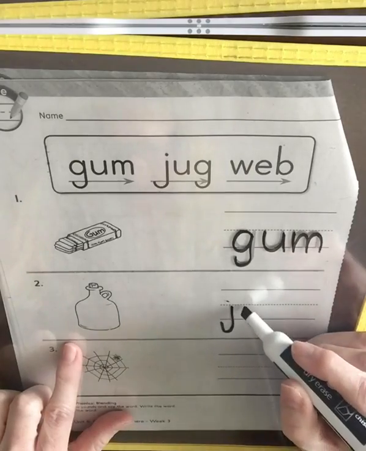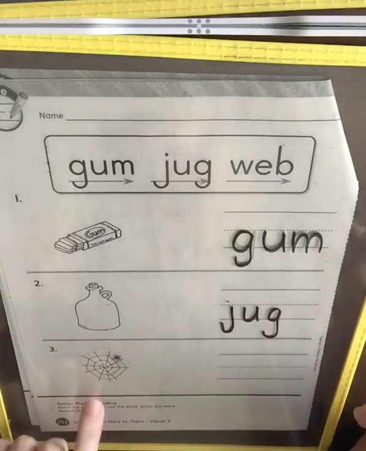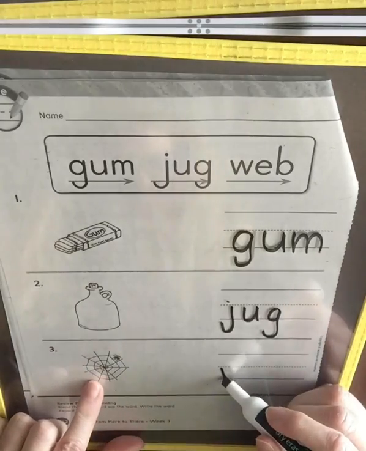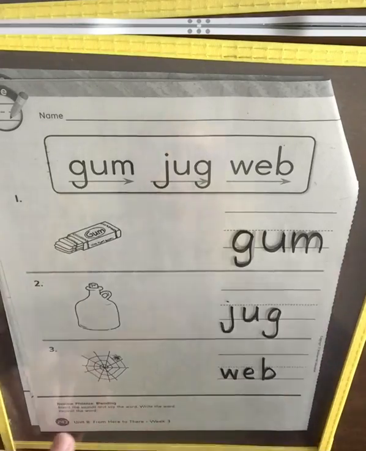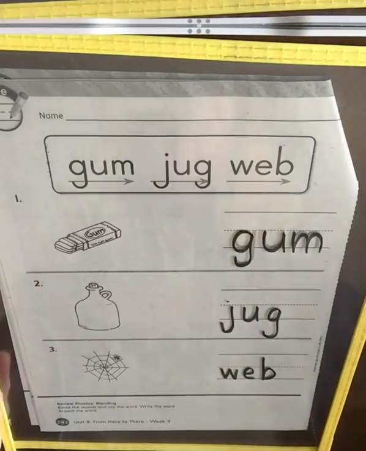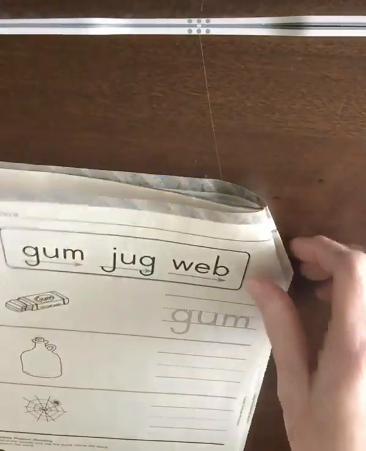This is the jug. J, g, jug. And then we have the web. W, e, b, web. Very nice. Turn the page.